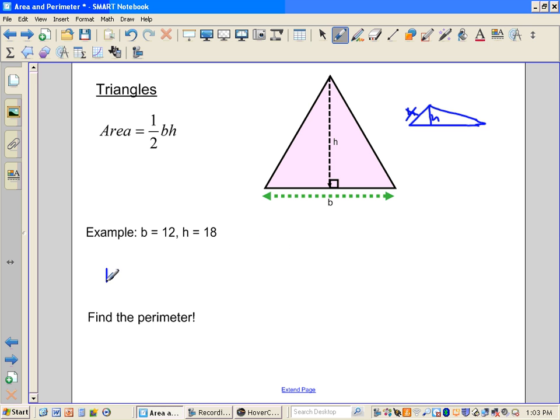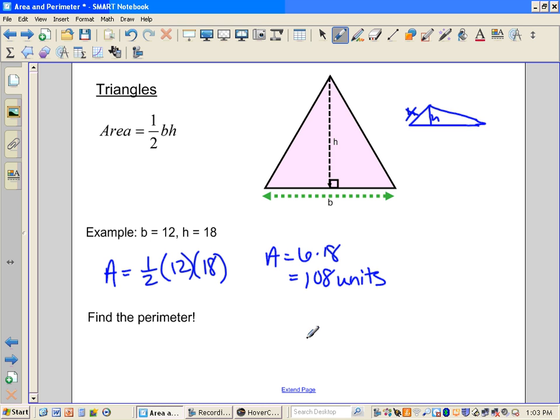If you look at an example, in this case, the area of this triangle is 1/2 the base of 12 times the height of 18. So that area becomes half of 12, which is 6, times 18. I'm going to have to do that one on the calculator. 6 times 18 is 108 units squared, because it's area.